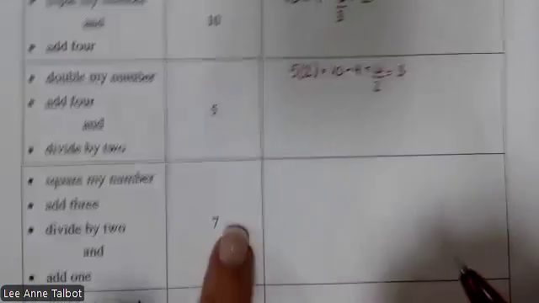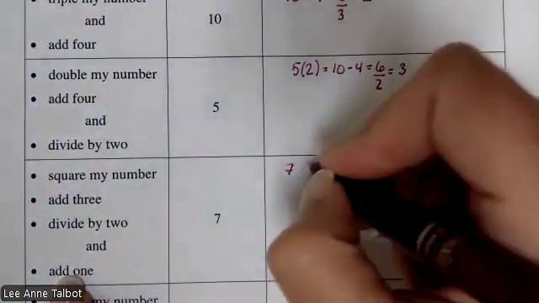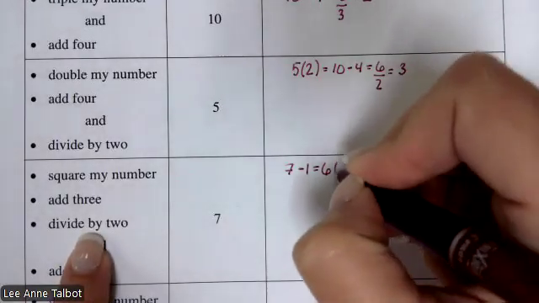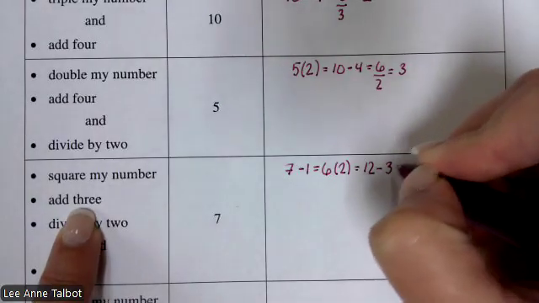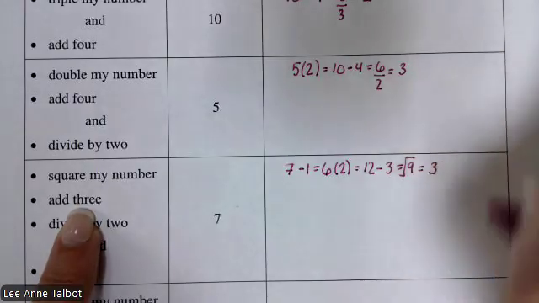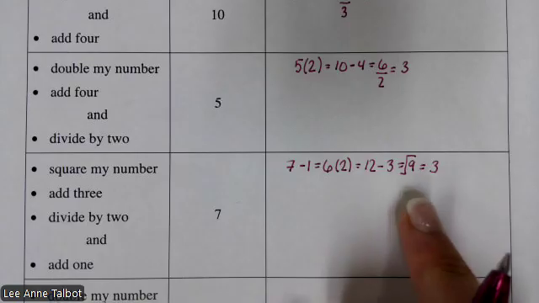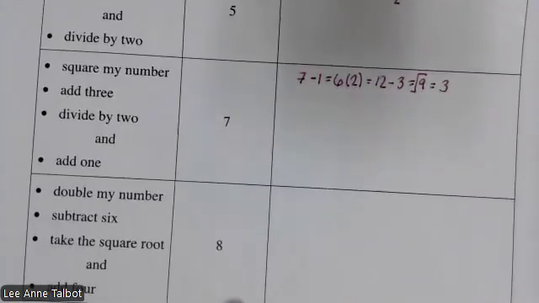7. Yep. Undo. Good job, Sam. Everybody cool with the square root being the undo of the square? Okay, last one.